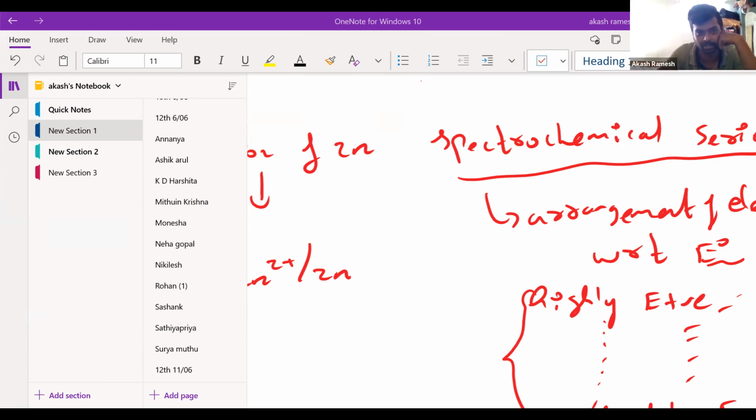I hope you're able to see this. Are you able to see? Maybe I'll make it full screen. So we're able to see the notes which you are writing. Oh, you're able to see only the notes? Oh. Wait.